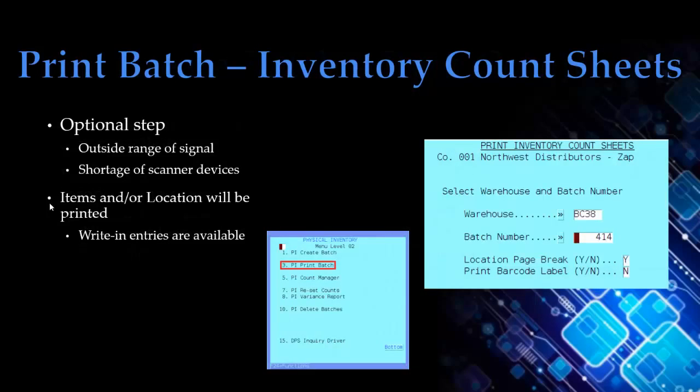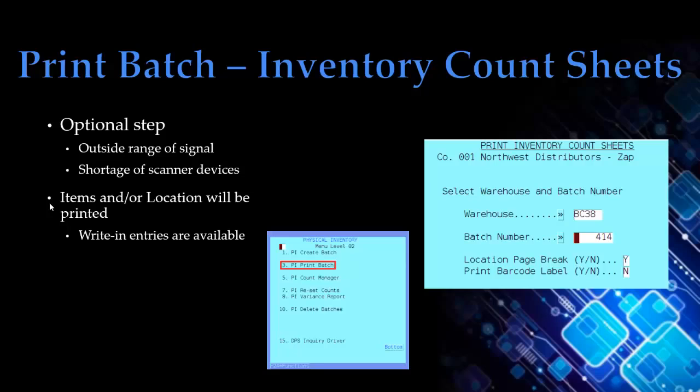Now, you do have the option to print inventory count sheets if you choose to do so. Depending on the type of physical inventory batch that you chose, whether that be single item, location range, or cycle code, the count sheets will print the items or the locations for counting. Write-in entries are provided for situations where unexpected inventory may be found as a result of the count.